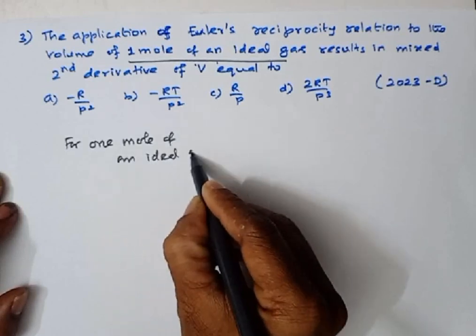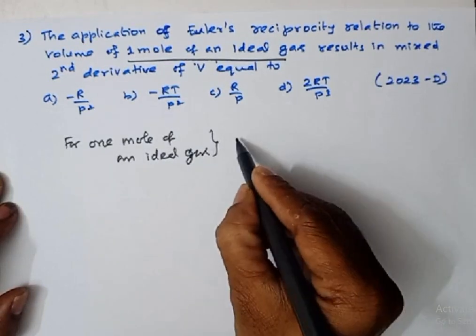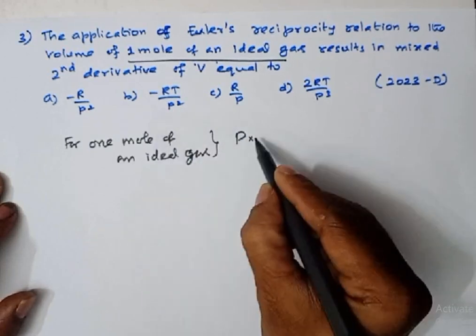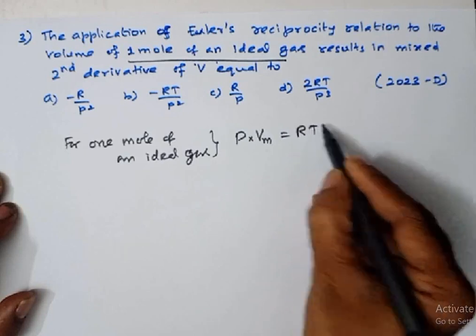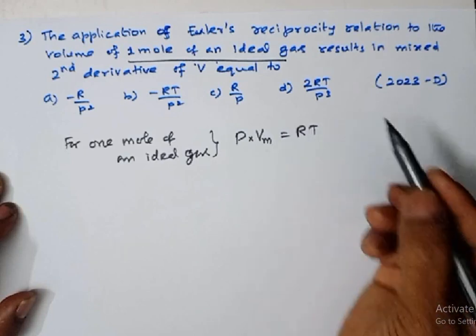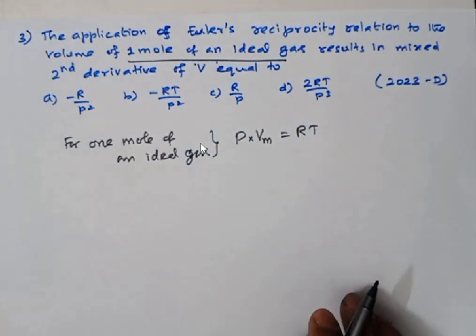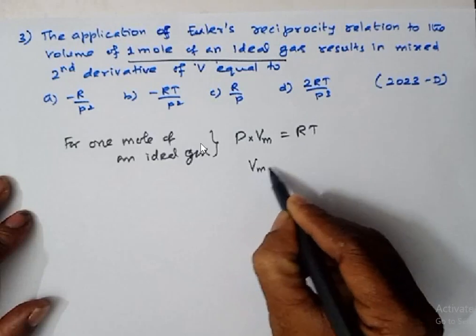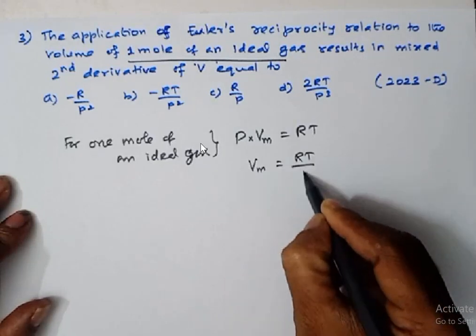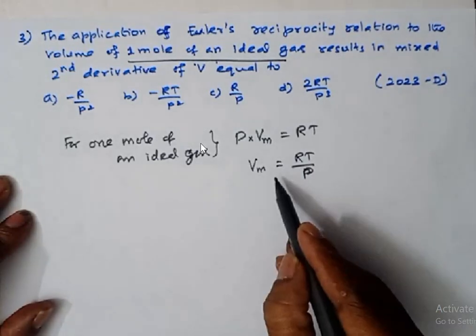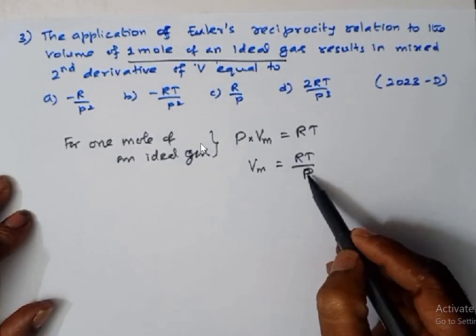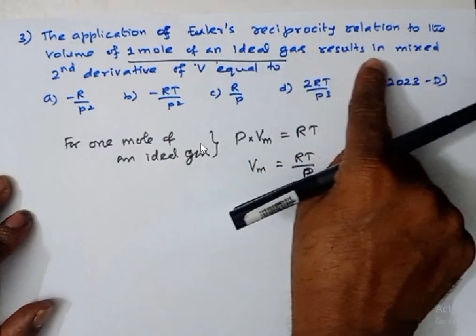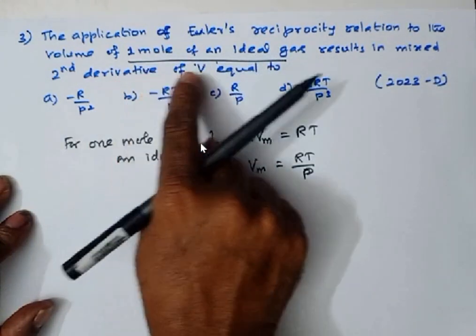So for 1 mole of an ideal gas, we can write the ideal gas equation as P into molar volume, since there is 1 mole, equal to number of moles, which is 1, into RT. So P Vm equals RT, or molar volume equals RT over P. Now see here, R is constant. We have two variables, temperature and pressure. Now you should take the second derivative of volume.